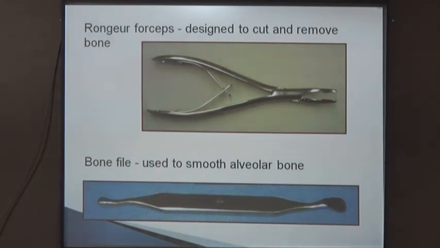And bone file is used to smooth the alveolar bone. You should know the difference between Ranger forceps and bone file. Bone file is just to smooth the ledges, craters, thin bony margins. It will only smooth, it is a file. Whereas Ranger forceps will cut and remove the bone.